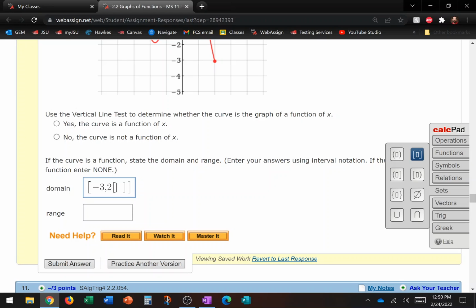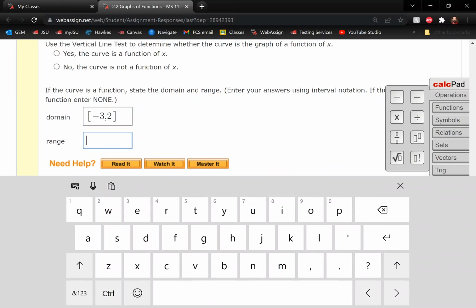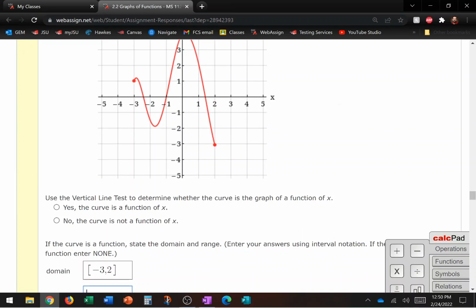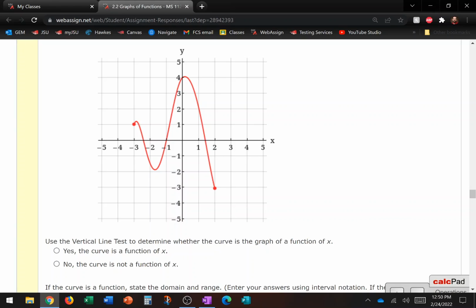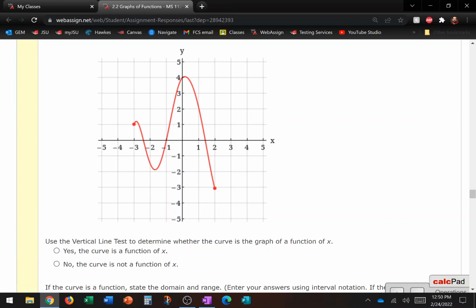-3 to 2. And that's the values that our function covers on the x-axis. The first value we have is at -3, and then it goes all the way over to the right until we get to +2.